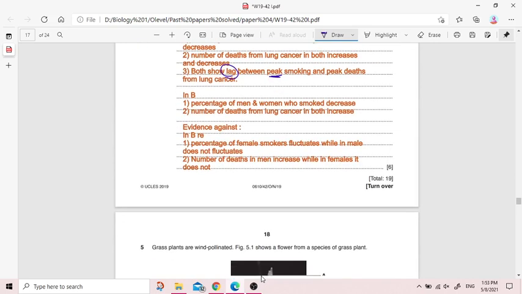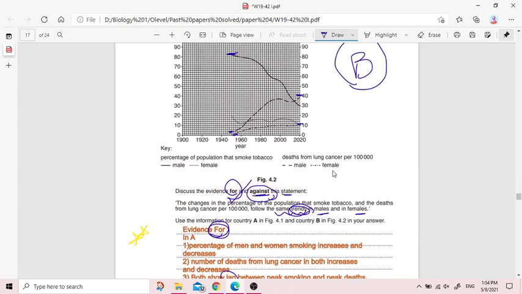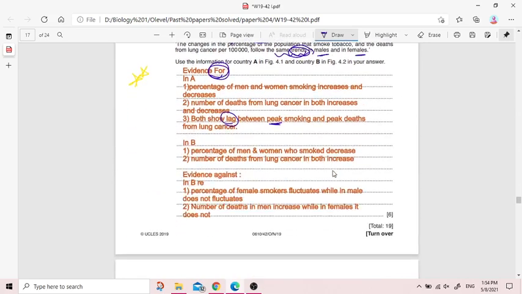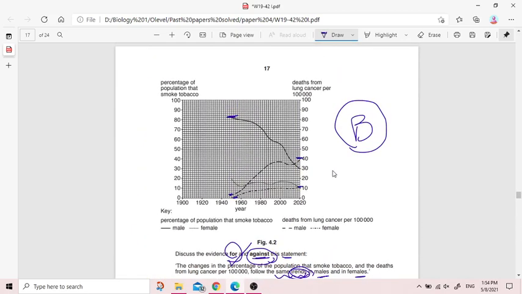Okay, what is the evidence against? For the evidence against, what do I say? What is against this statement? Where are the graphs not showing the same trend? For example, number 1: the percentage of female smokers fluctuates while male does not fluctuate. Here I can see in females it decreases, increases. This is called fluctuation, a word I can use when describing a graph. For the females it fluctuates, but the males it does not fluctuate. It is roughly decreasing.